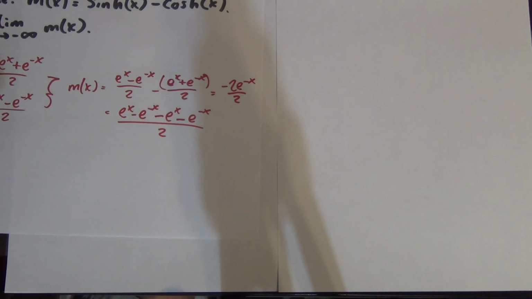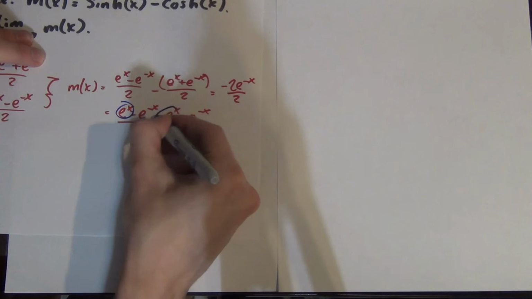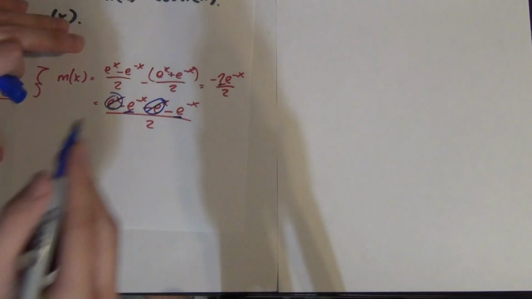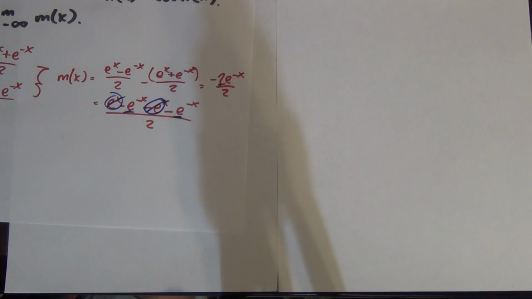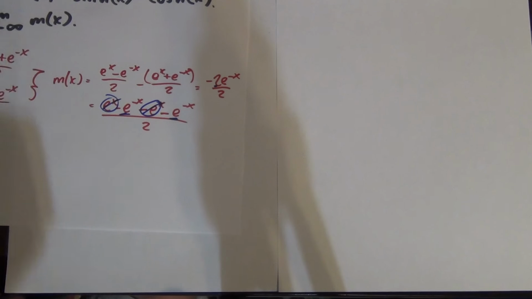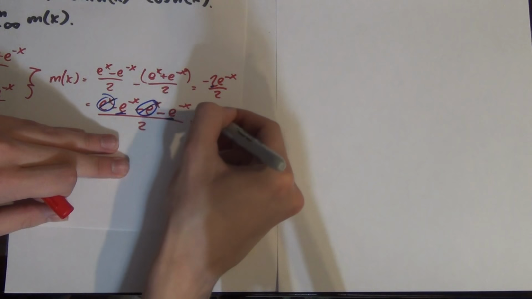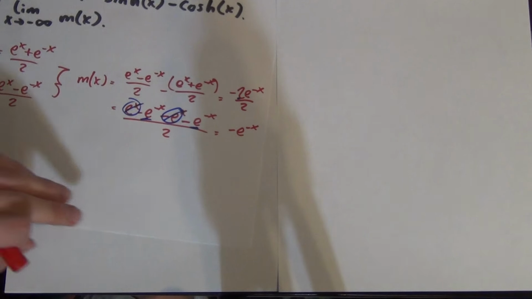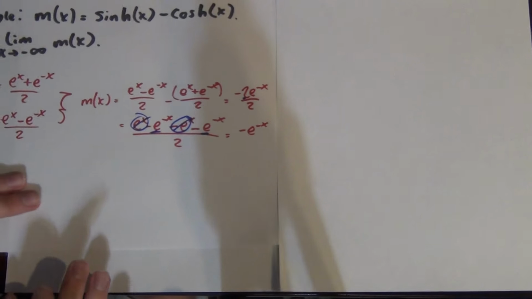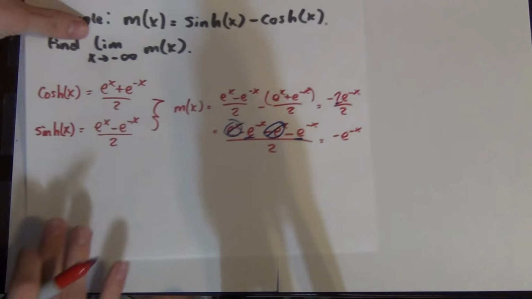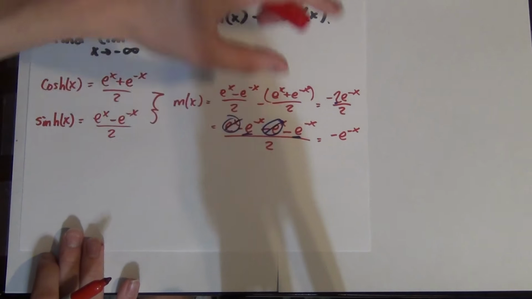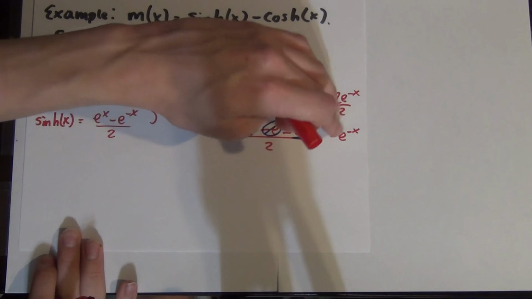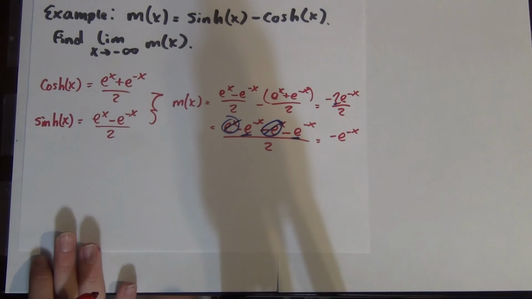And I'd have that guy and that guy cancel out. And these would combine to get me my negative 2. Since I have a negative 2 divided by 2, it can cancel that, and I'm left with negative e to the negative x. So that's m of x. I haven't done any calculus, I haven't done any limit applications. I've just stated that this function, after simplification, using these definitions that I told you a few minutes ago, can be simplified to negative e to the negative x.